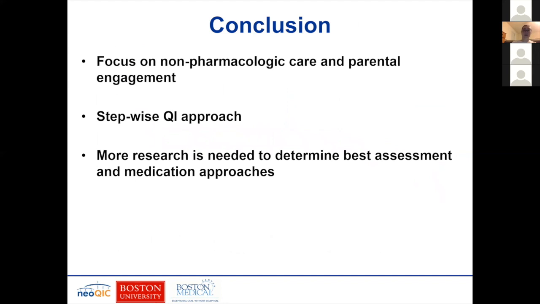So in conclusion, really most important is this parental engagement and non-pharm care. I would really encourage everyone to make changes in a stepwise fashion, not try to do everything at once, but pick one intervention at a time, and what's going to work best at your institution, finding out what the biggest barriers are. And then, lastly, we understand that there's still a lot more research that needs to be done to understand what the best approach should be before we can make definitive recommendations for, say, one medication versus another.